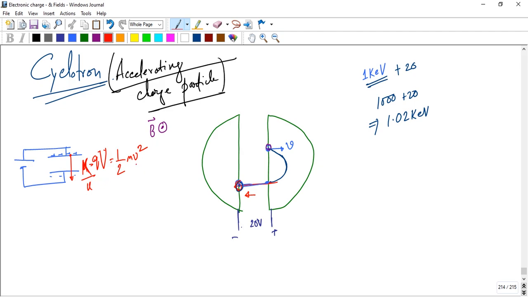The important point is that if the energy is higher, then the velocity is higher, so the velocity increases. Here the velocity v at that point is increasing, and these two are metal D's, the dees, and these are conducting metals.